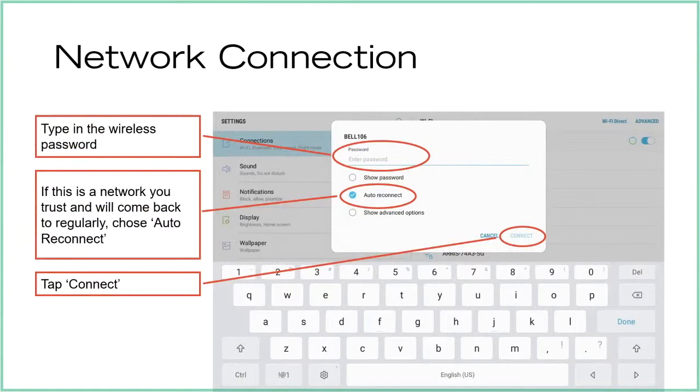So type in the wireless password here. If this is a network that you trust, but that you're going to be coming back to regularly, click the auto connect, which means that when you're in the vicinity of that Wi-Fi network, it will automatically kick in. So if you, for instance, have a client that you use their Wi-Fi when you're on farm, every time you would pull into the driveway and then you're within the reach of their Wi-Fi, your tablet will automatically connect to their Wi-Fi. And then, of course, tap connect on the right.